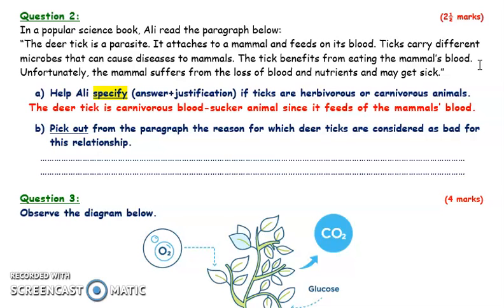So what is the paragraph? What is the sentence that shows that deer ticks are bad for this relationship? It's this sentence: The deer tick benefits, the deer ticks are happy, but the mammal suffers from the loss of blood and may get sick.